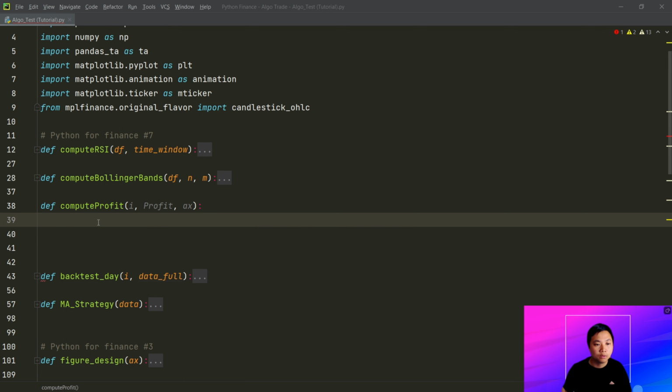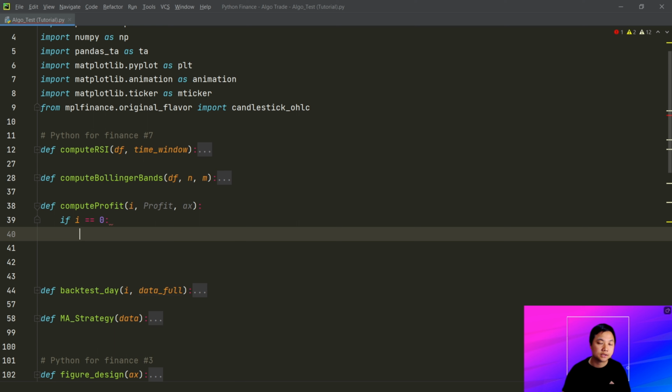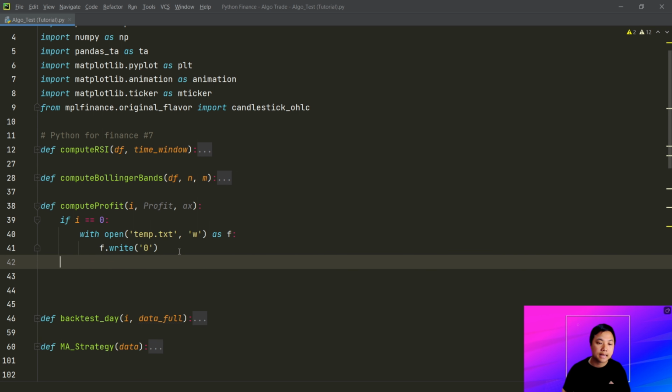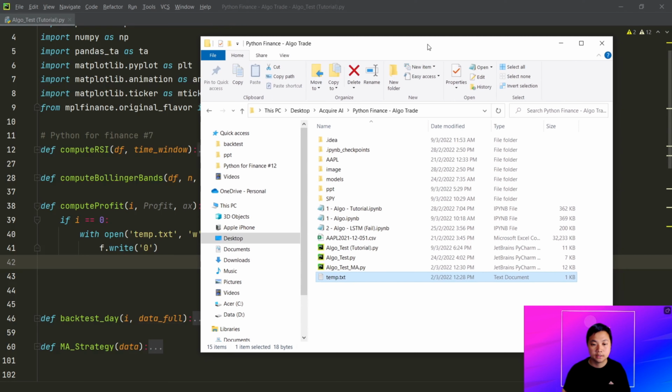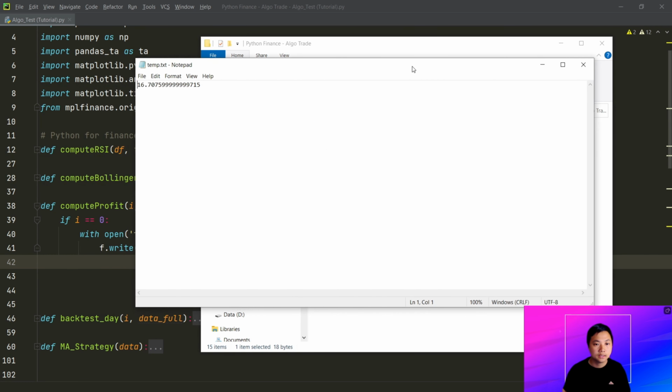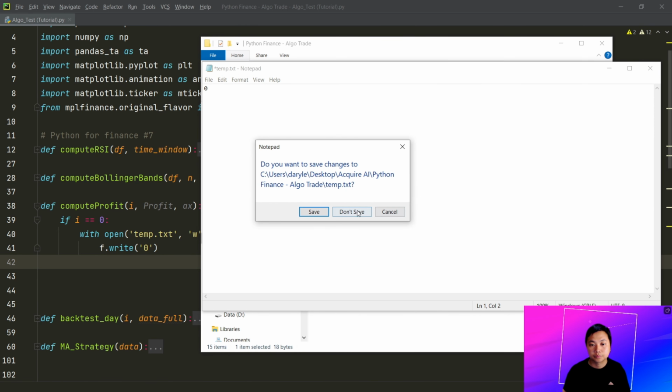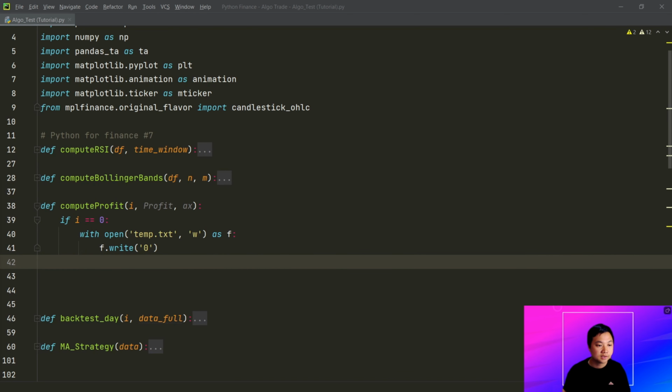The first thing that I would like to do is to make sure that if this is the first trading day, the value inside the temp.txt is a 0. So in that case, I will have a temp text file over here. I just want to make sure that at the very beginning, I set this file's value equal to 0. That is what I would like to do if that is the first case.